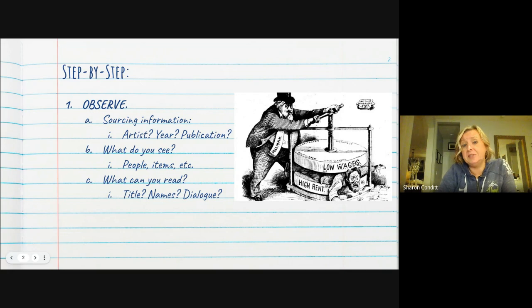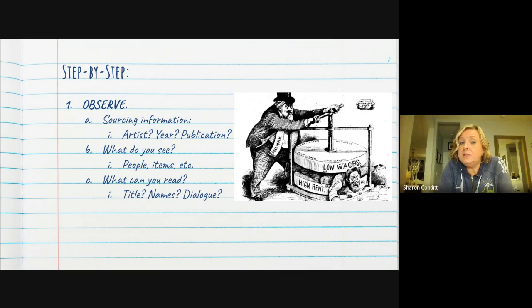And so the first step is to observe, right? We take a really careful look at what's going on in the cartoon so that we can look specifically for sourcing information. And what do I mean by that? I mean, do we see an artist anywhere? Do we see a year on the cartoon where it's published, or does it say it in another place? Do we have a sense of where this cartoon is even featured, like in what publication at the time period? So as you look at this cartoon, I would ask you, what sourcing information do you see?